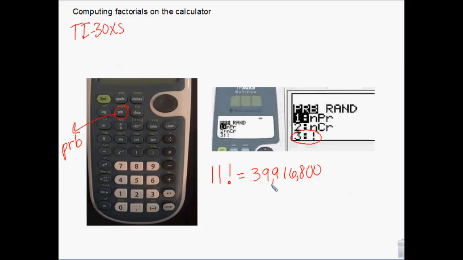Do you need to use that button to do a factorial? No, you can do 11 times 10 times 9 times 8 times 7. But you're going to see, like, if I told you to do 200 factorial, that would take a really long time.